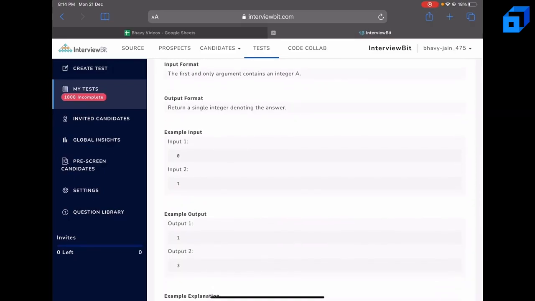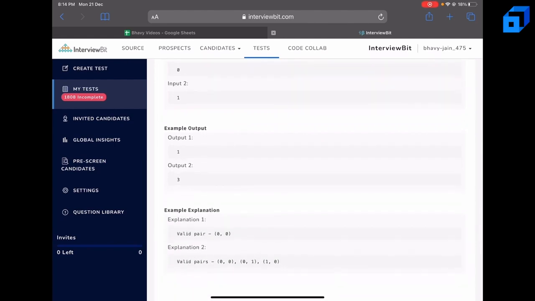So let's look at the first sample. The first sample is a = 0. So we have a valid pair 0 0, and when a is equal to 1, we have three valid pairs: 0 0, 0 1 and 1 0. So let's look at the solution approach.